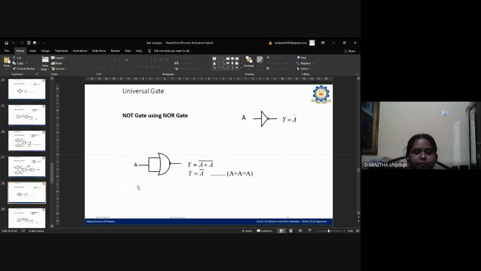Next, the NOT gate is formed by using a NOR gate. Here we use only one NOR gate. The inputs of the NOR gate are combined together and taken as one input, and the output is y equal to a bar. That is the output of the NOT gate.